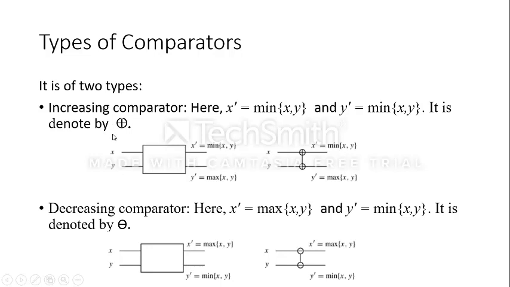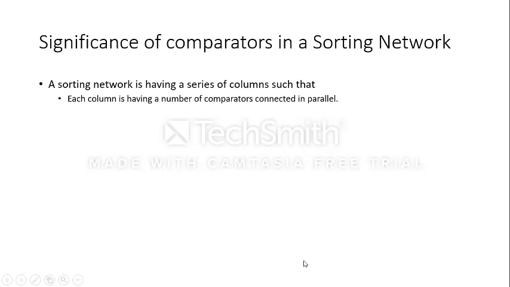The symbol for the increasing comparator is circle plus, which is written here, while circle minus is the symbol for the decreasing comparator, which is written here. Now we have to discuss the significance of the comparators. What is the significance of the comparator?